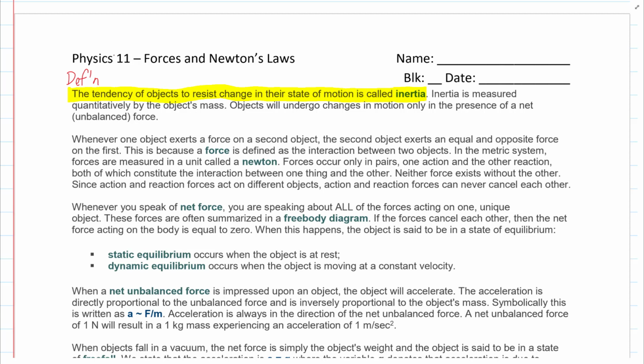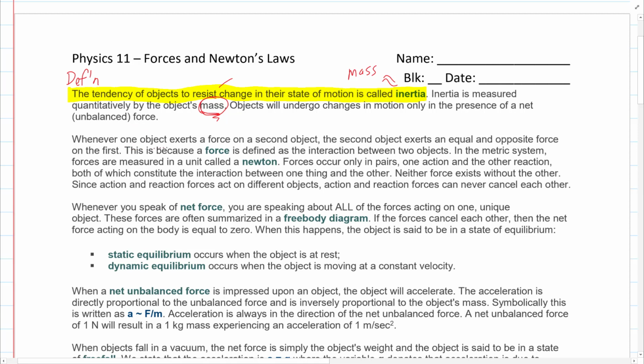Objects will undergo changes in motion only in the presence of a net unbalanced force. So, anything with lots of weight, lots of mass, will resist changes in motion. And the heavier it is, the harder it is to change its motion. And it's only because of its mass. So inertia is kind of like mass. The more mass it has, the more inertia it has. An object that's at rest and very heavy is still very hard to get moving. It resists changes in its motion. Okay, and then you have to have a net force, an unbalanced force, acting on it.